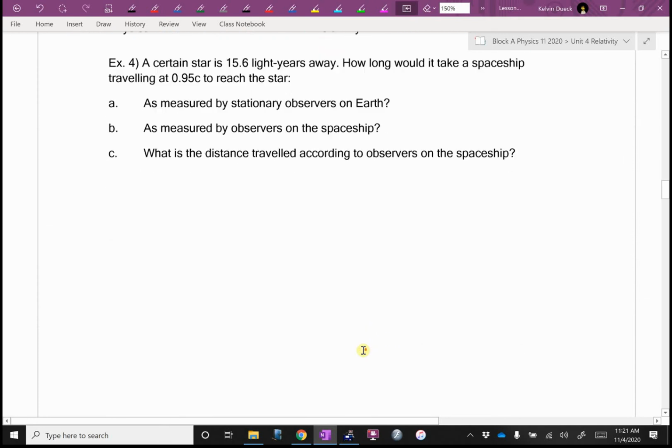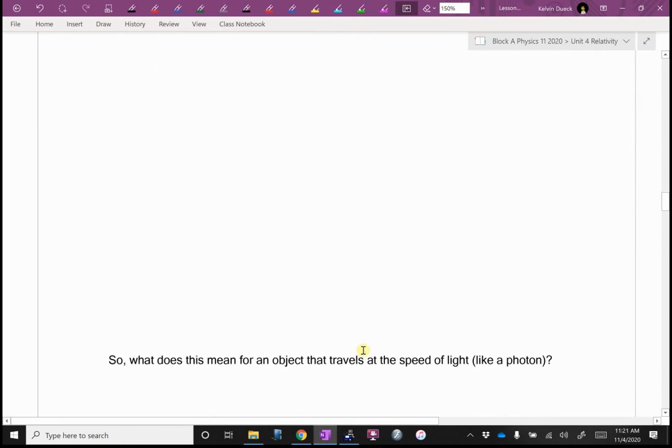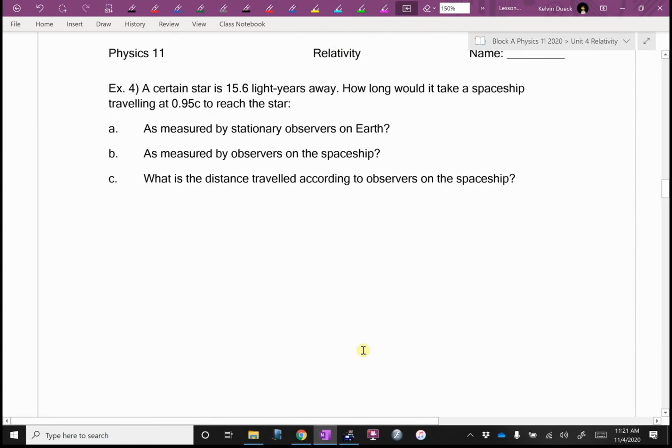I like example 4. Example 4 is a nice question. A certain star is 15.6 light years away. We did one like this. This is the Proxima Centauri question, where I said to you in the last lesson, we can't measure distances. So how long would it take a spaceship traveling at 95% of the speed of light to reach the star, as measured by the stationary observers on the Earth?